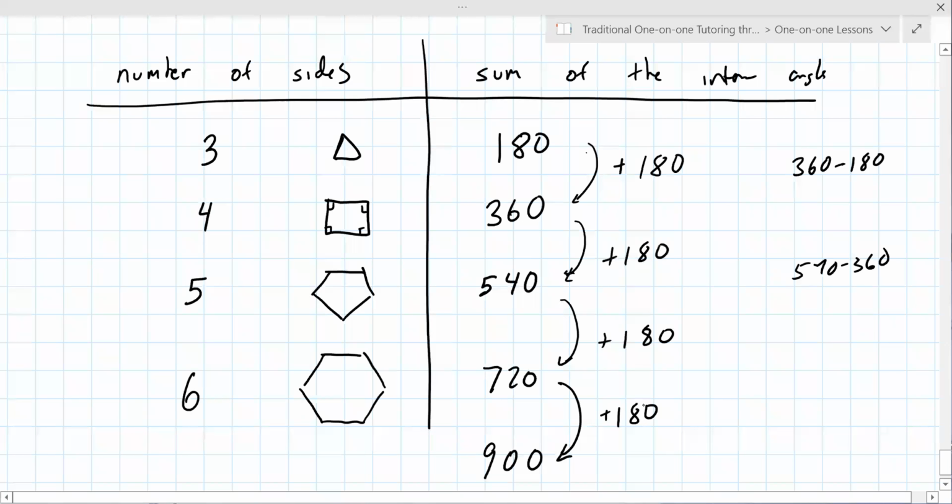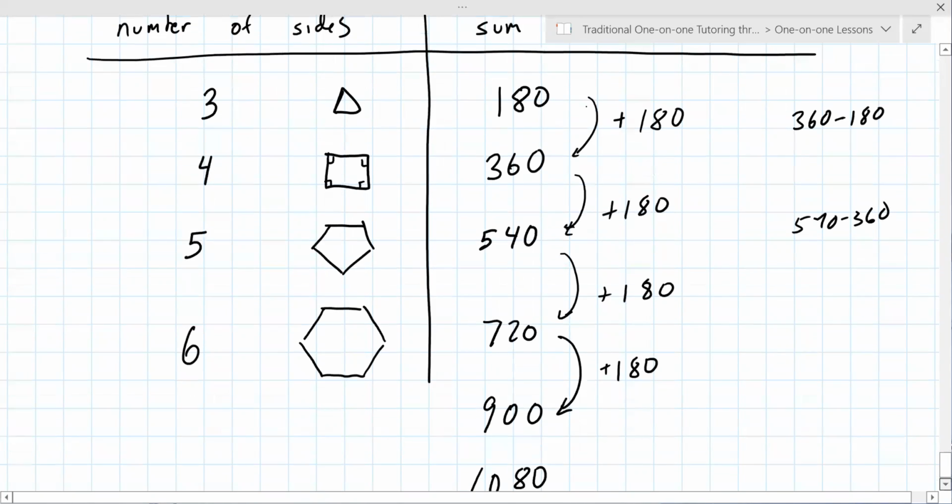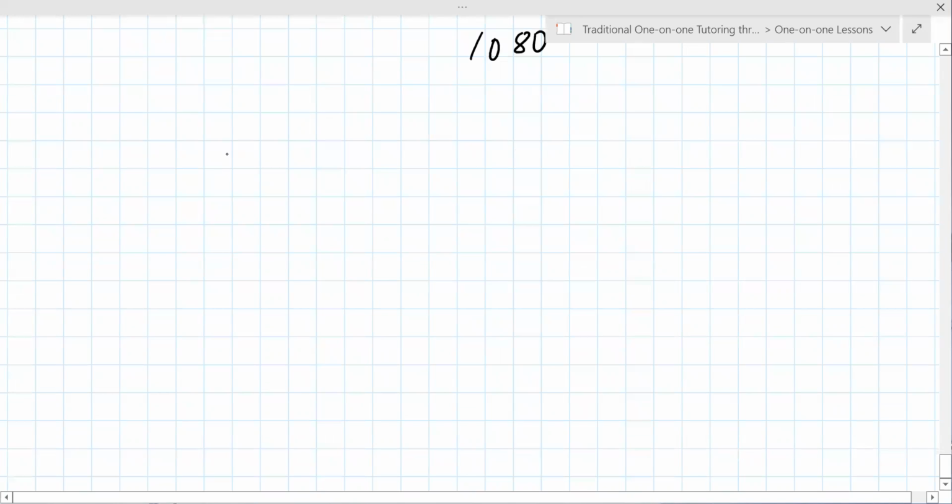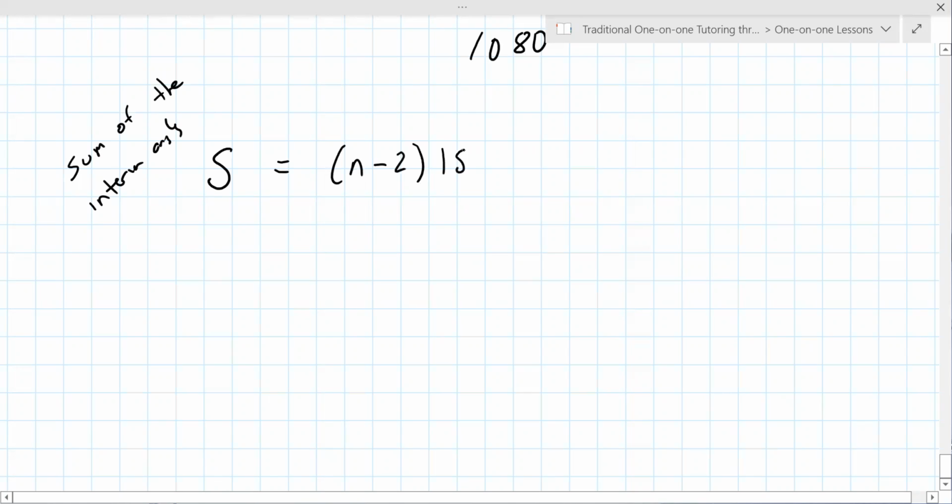Now, you're just taking my word for it, and we'll talk about why. This is a linear pattern. As the number of sides increases, the sum of the interior angles increases by 180. So one of the very first formulas that you learn, and I usually use S for this, which stands for the sum of the interior angles, is: S equals the number of sides minus 2, times 180. I think that's even in your notes from today.